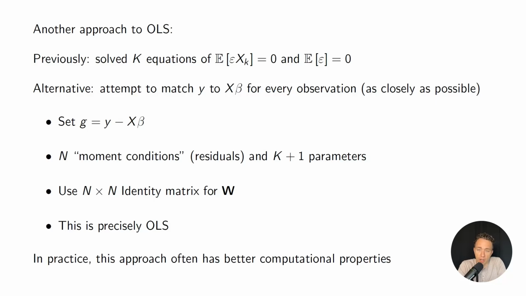So why do we want to do it this way? Well, usually it has better numerical properties. It's not going to be as finicky as trying to do the exactly identified GMM that I showed you originally.